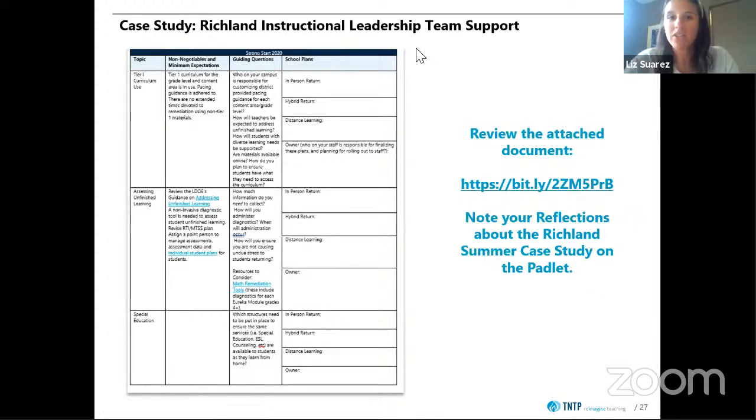So I'm going to give you guys just a couple of minutes to open this up and take a look at it if you'd like. Please do post any questions that you have in the chat. I'll do my best to answer them. And then we can move forward with talking about what all of this can look like in other ways as well.